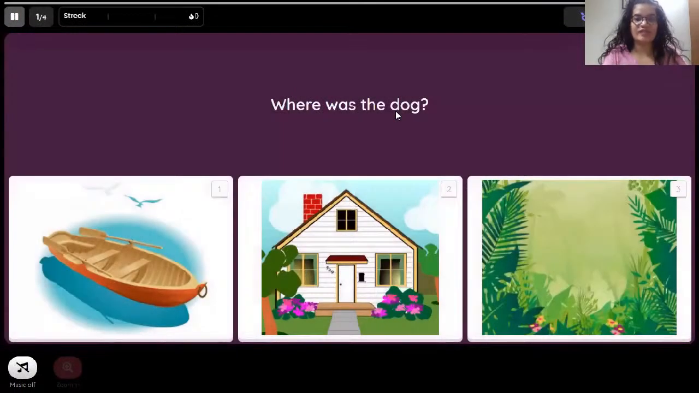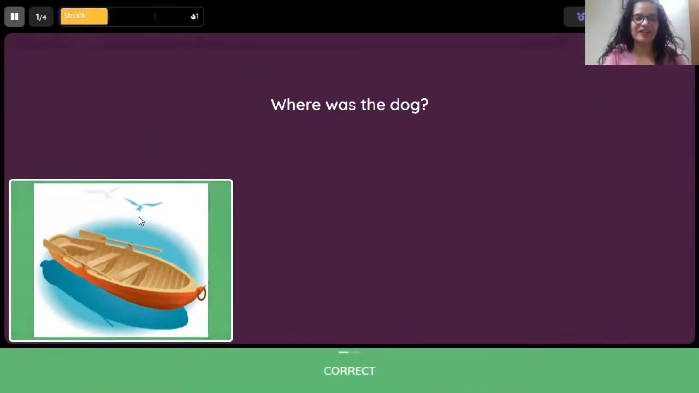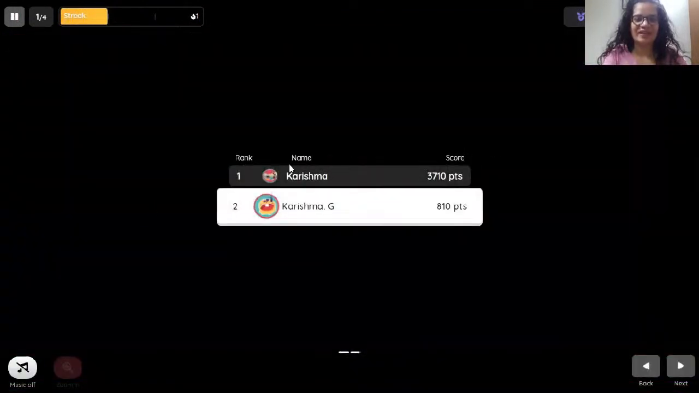So your first question is, where was the dog? Was he in the boat? Was he in his house? Or was he in the forest? We did not see any forest. We did not see any house. So definitely the dog was in the boat. Correct. Very good. Next one.